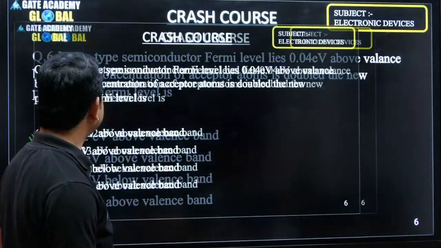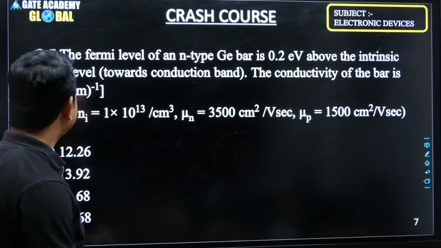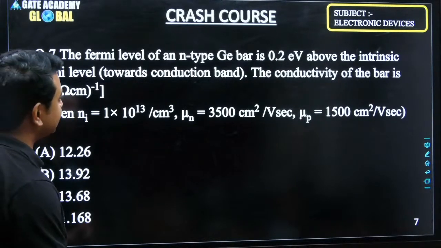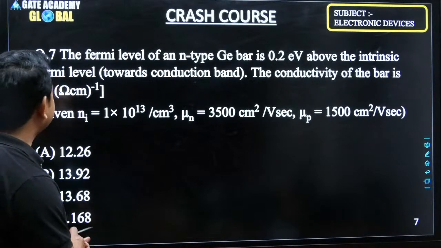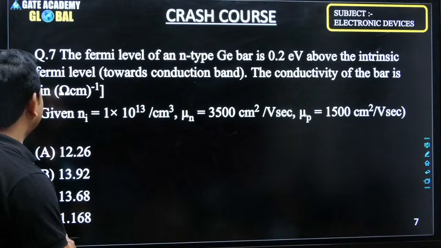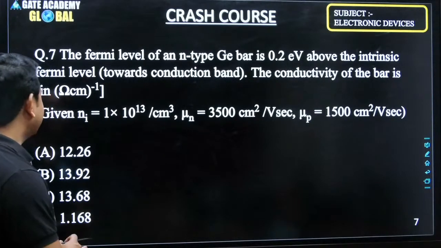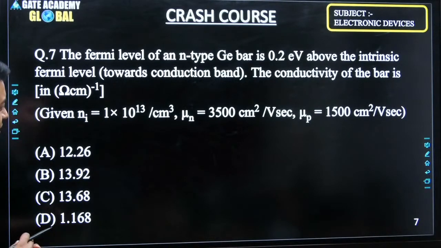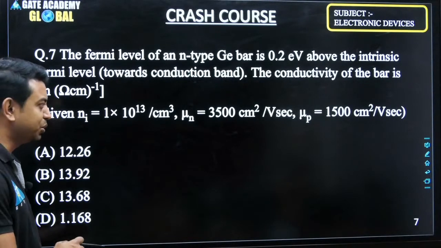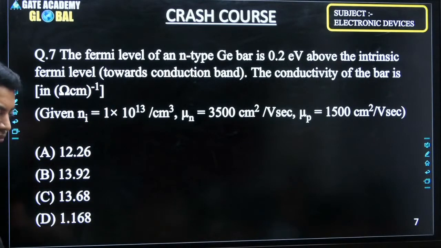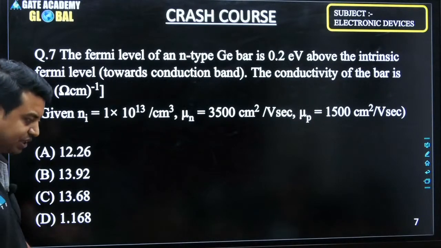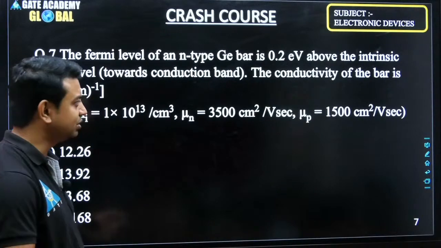So, I will take the next question, if we are having any more questions. The Fermi level in an n-type semiconductor germanium bar is 0.2 electron volt above the intrinsic Fermi level towards the conduction band. The conductivity of the bar is in ohm centimeter inverse. Given Ni is equal to 1 into 10 to the power 13 per centimeter cube, mu n is equal to 3500 centimeter square per volt second, and mu p is equal to 1500 centimeter square per volt second. So, this is another question, and this is yet a conceptual question. I am waiting for 30 seconds to get the answer from you, then I will solve this question.